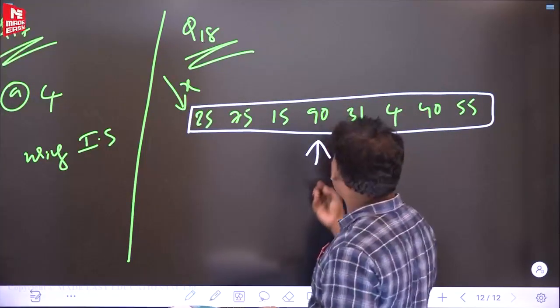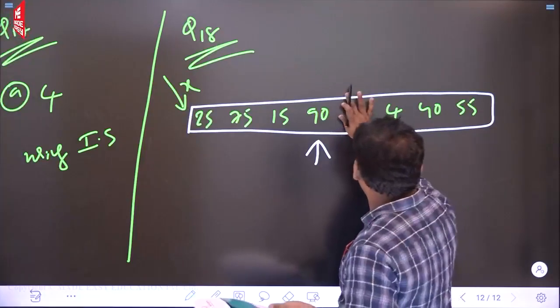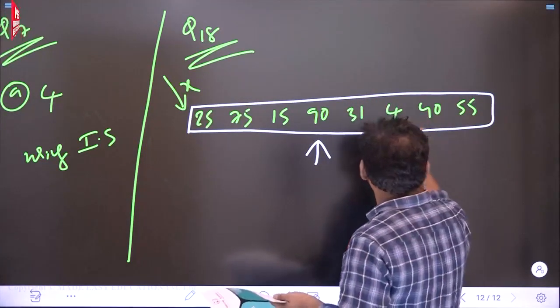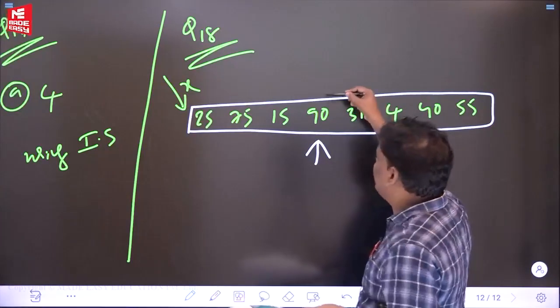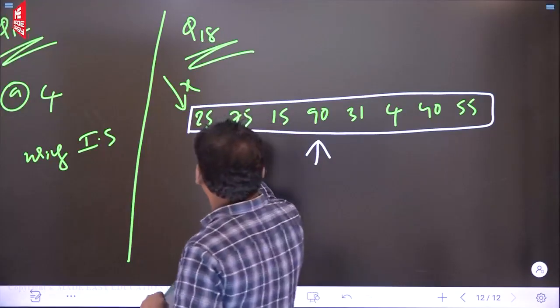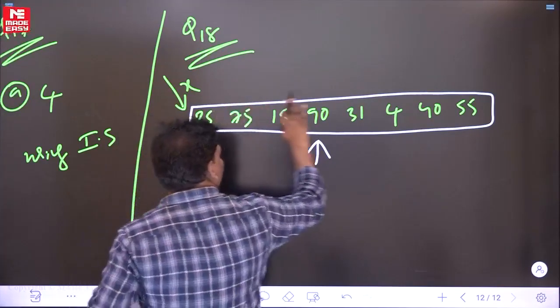Now, can you help me? Is 90 a leader or not? See, on the right-hand side of 90, scan all of them. If you observe clearly, 90 is greater than all of them. So 90 is a leader. Can you help me now? Is 25 a leader or not? What is the answer? Look at the right-hand side, if you observe clearly.